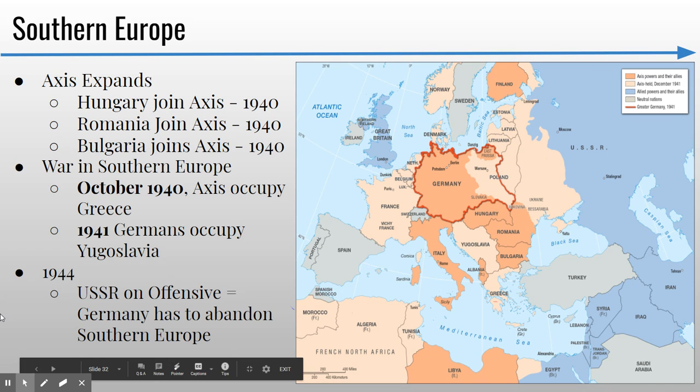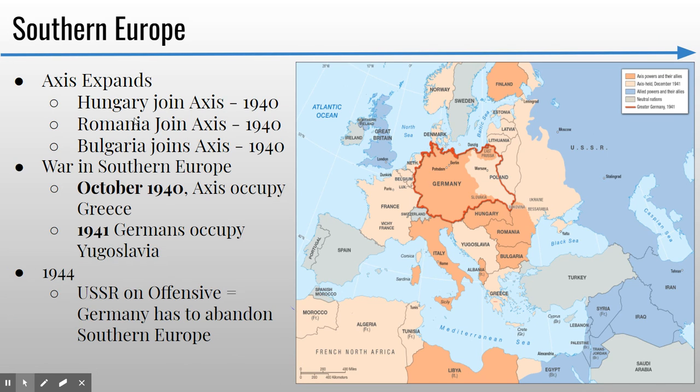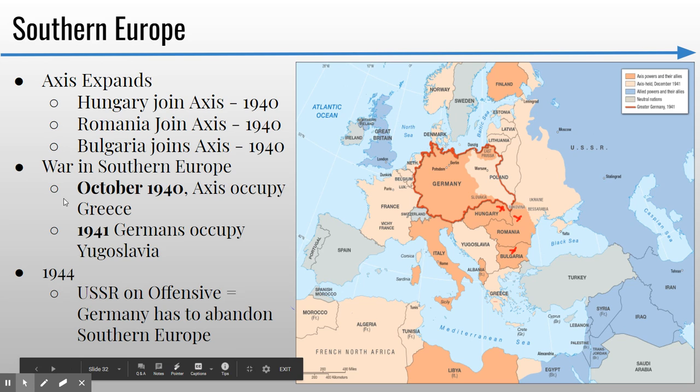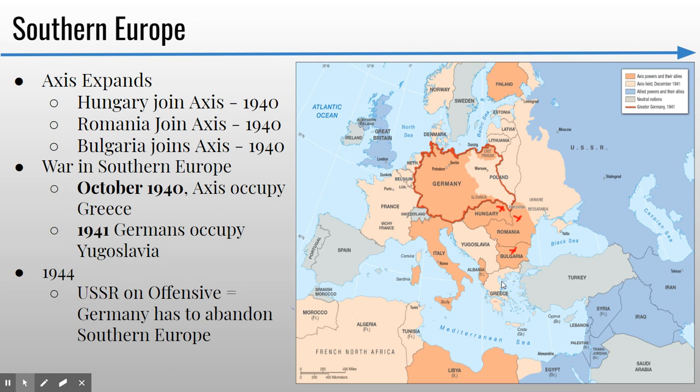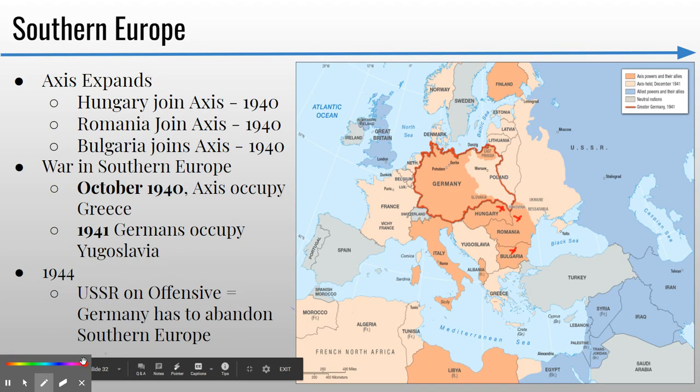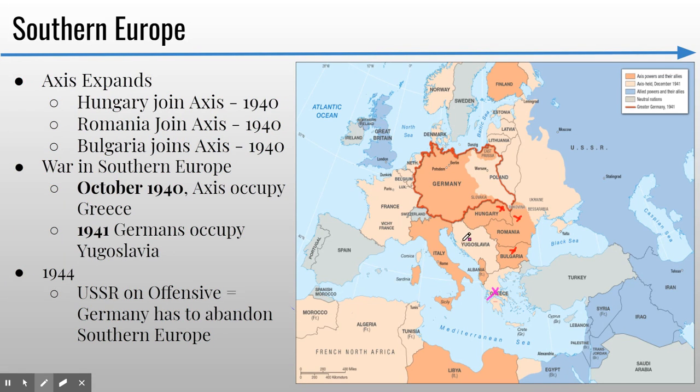So the Axis began to expand into Southern Europe, and they got some new allies. They got places like Hungary, Romania, and Bulgaria, who all joined the Axis in 1940. So they joined in with Germany and Italy. And what really kicks it off is the Axis occupied Greece in 1940. The Italians and the Germans occupied Greece down here. And then the Germans occupy Yugoslavia.